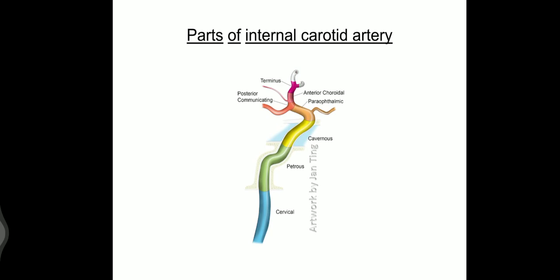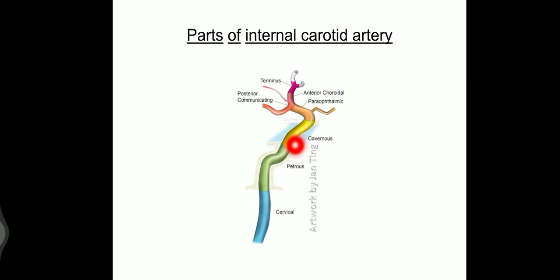This is another diagrammatic representation. That is the cervical part. Blue color is the cervical part. This one is the carotid canal, the bony part. This one is the petrous part, within the petrous part of the temporal bone.